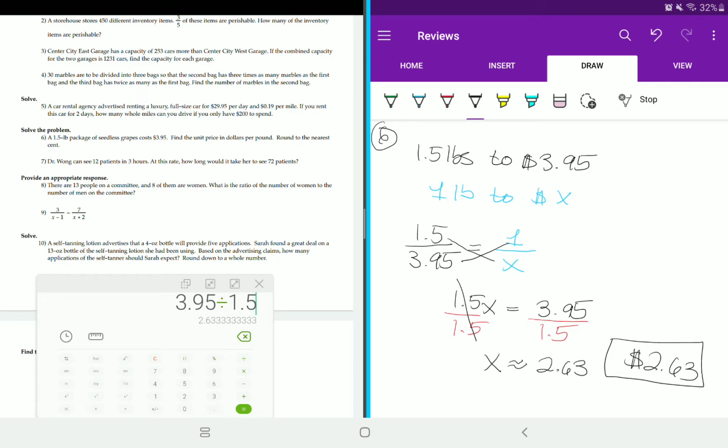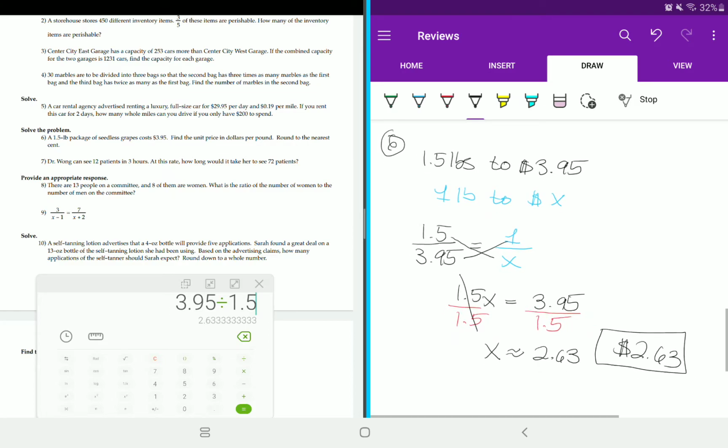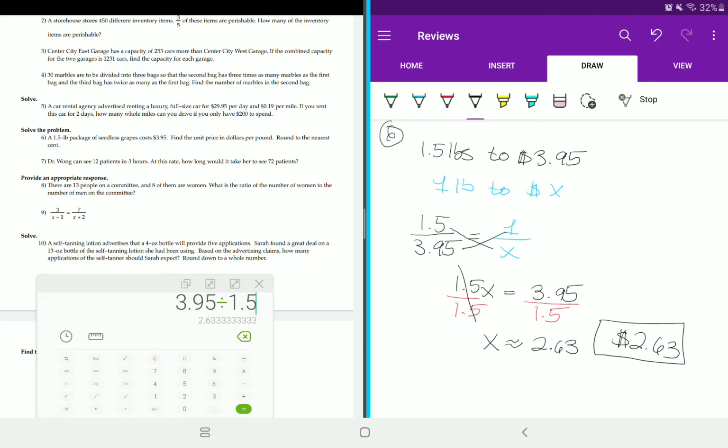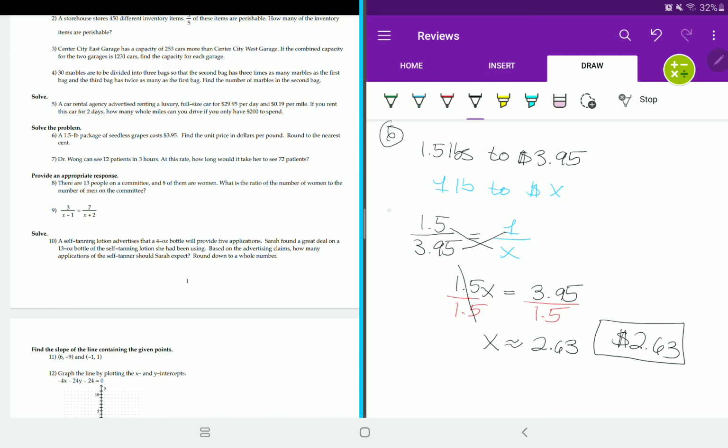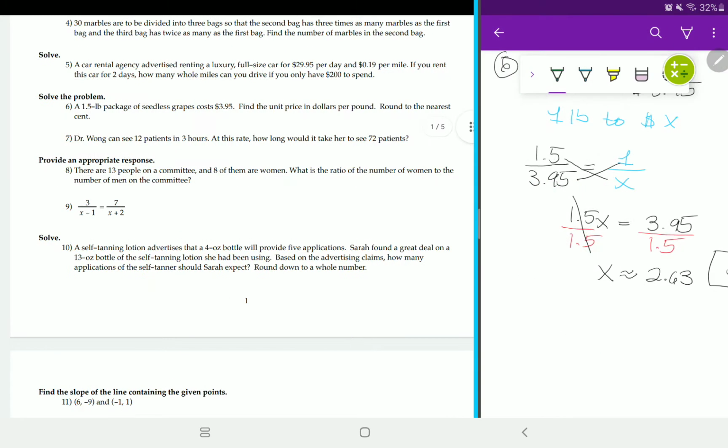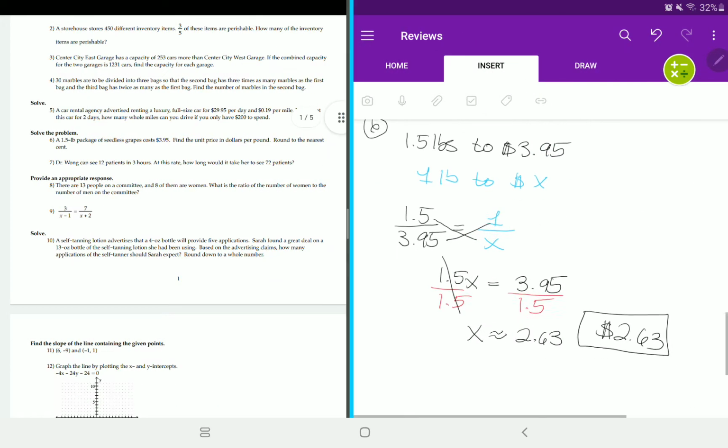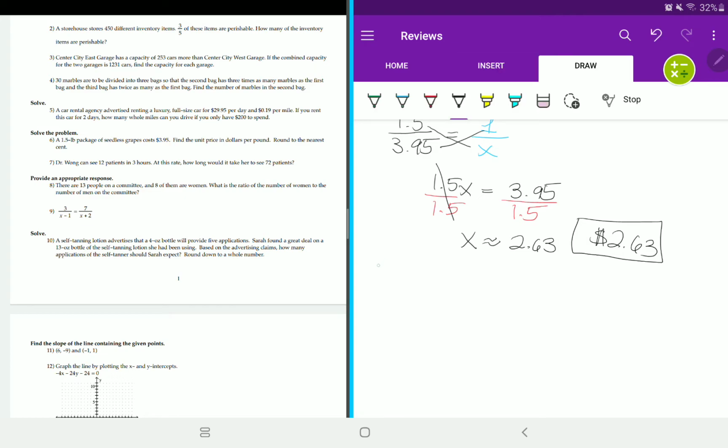All right. Hope number 6 made sense, because number 7 will follow on the same type of basis as well. And matter of fact, I also want to do question number 8 as well. Now, number 7 says, and let me close my calculator. Dr. Wong can see 12 patients in 3 hours. At this rate, how long will it take her to see 72 patients? Okay. Now, we have a comparison here, which I'm going to set up as a ratio for number 7.